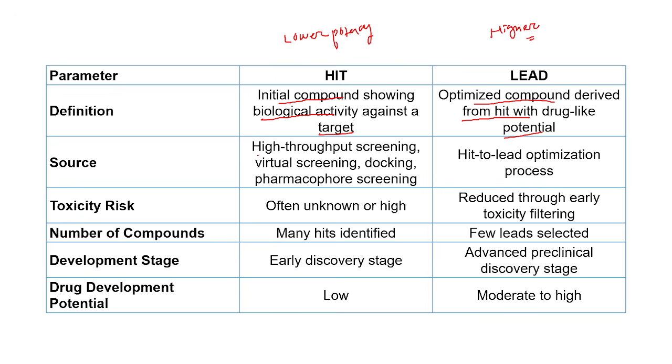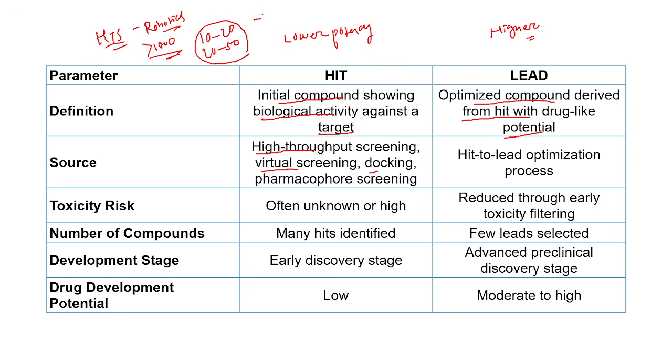What are the sources for hit identification? Hit identification can be done by high throughput screening, virtual screening, and docking. HTS, high throughput screening, is basically a robotic process in which millions of compounds, or more than a thousand compounds, are screened at a time. But on the small scale that we use in academics, we use 10 to 20 or at most 50 compounds. We perform the docking manually and screen them properly.